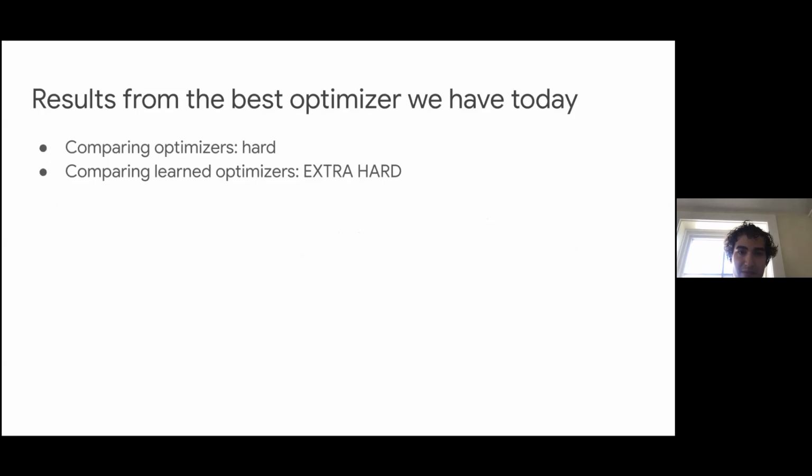But before I show you results, I want to first say that comparing optimizers is hard. There's a lot of papers that try to do this, and it's a very fraught thing to do because there's a lot of sticking points that you need to take care about. And because of that, comparing learned optimizers is even harder. Now you have to worry about training distribution, how far away you are from the training distribution, and so on. So this is the best we have at the moment.